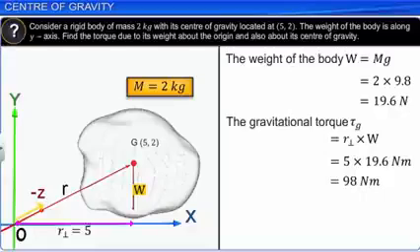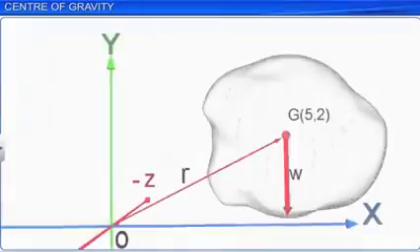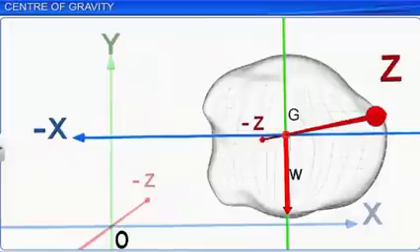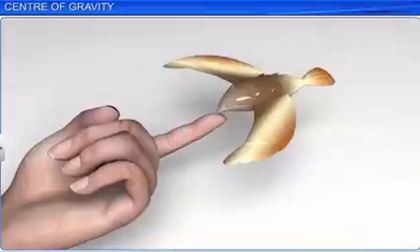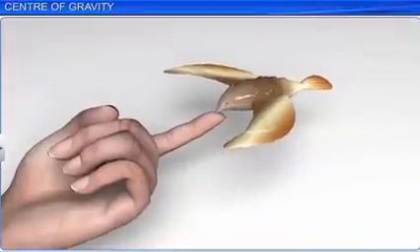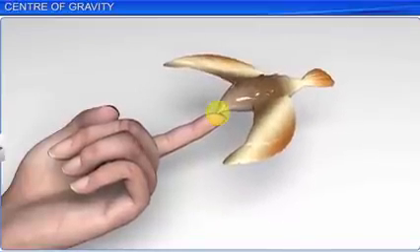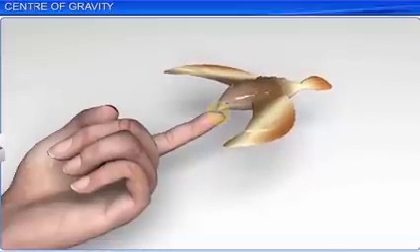As the weight of the body acts through its center of gravity, torque due to weight of the body about its center of gravity is 0. We can balance this rigid body by applying an upward force equal to its weight and passing through its center of gravity. The bird shown earlier is designed in such a way that its center of gravity is located at the tip of its beak. Hence, we are able to balance the bird by applying an upward force at the tip of its beak.